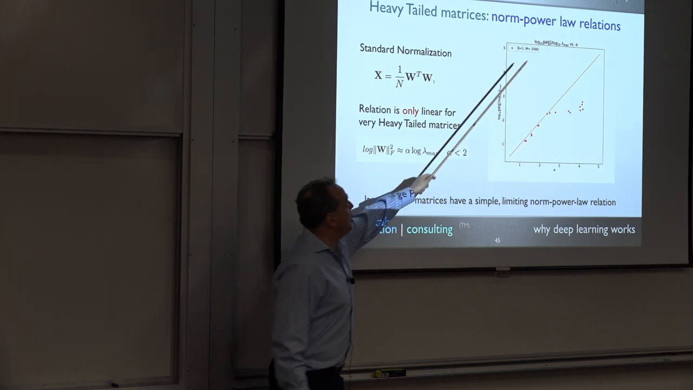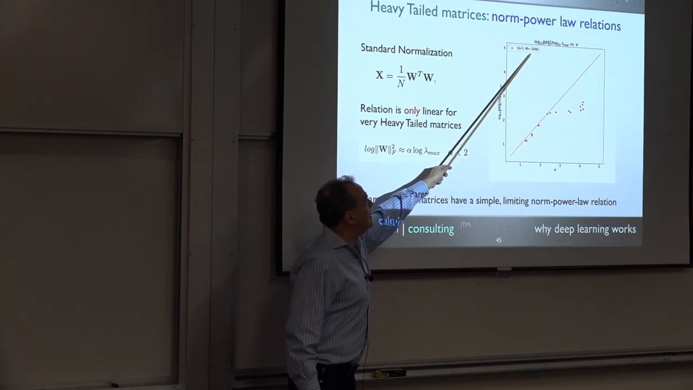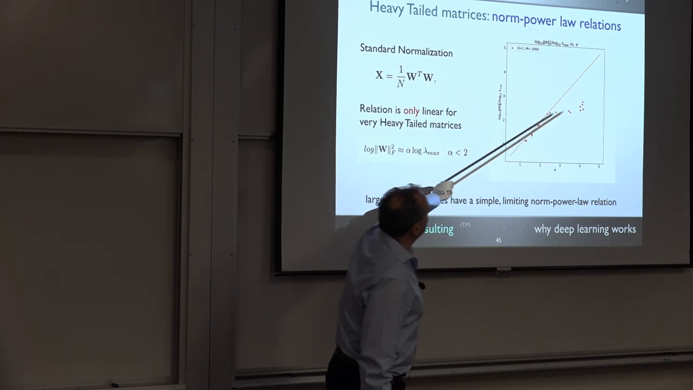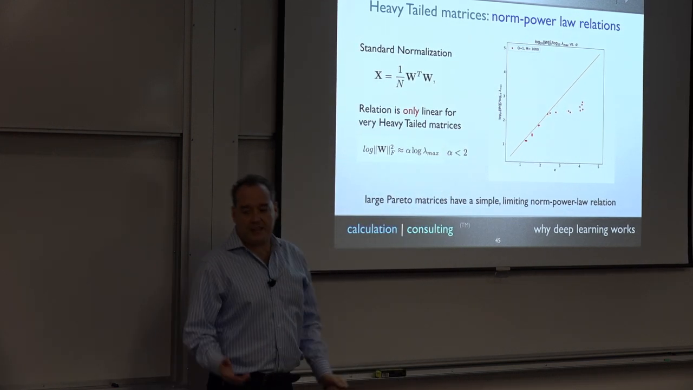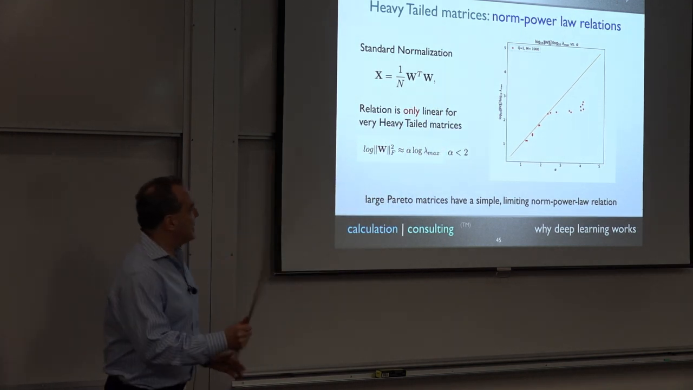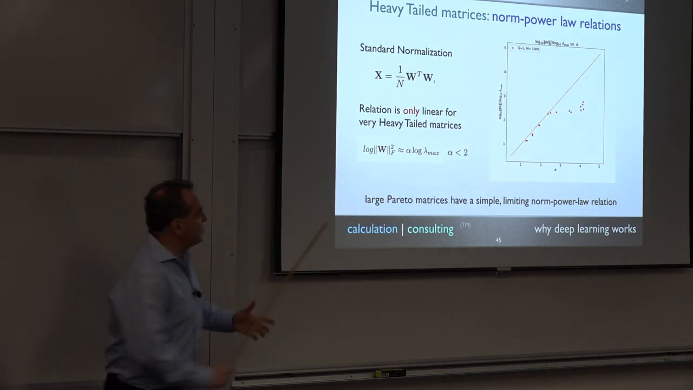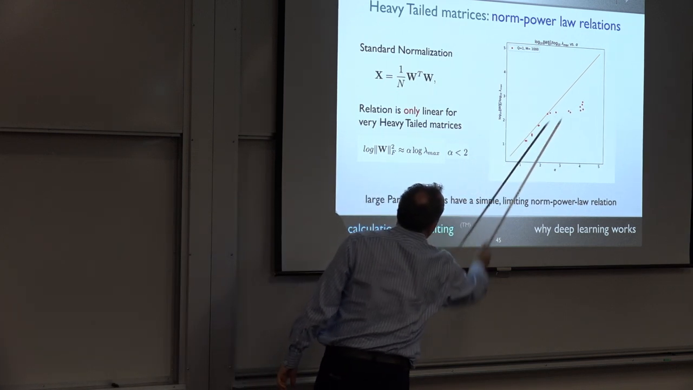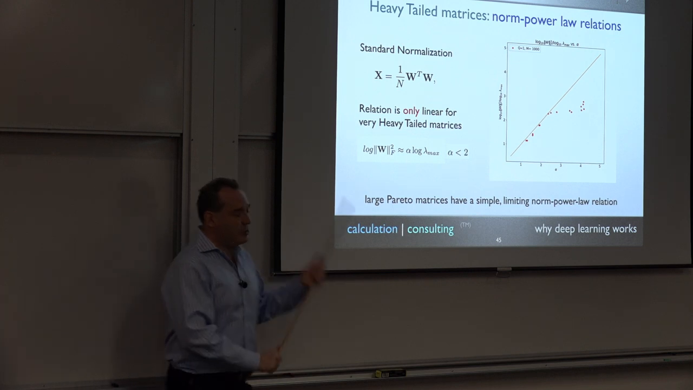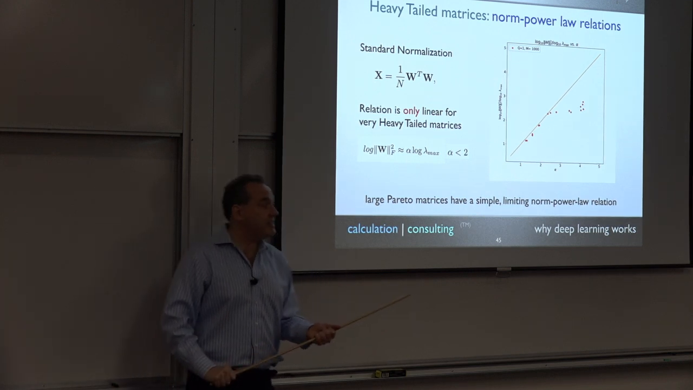This is for Q equals 1, M is 1,000. I think this is 10,000, not 1,000. So this is a fairly good relationship. It's very tight for large matrices. But here's the kicker. In this region between 2 and 4, this universality class, we call it the fat-tailed universality class. This is also known in physics.